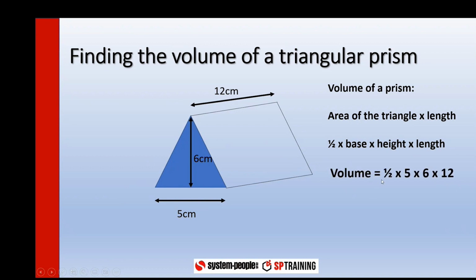So we put all that in. The volume is half times 5 times 6 times 12. And if we put that on our calculator or we work it out, we'll find that comes to 180 centimeters cubed. Remember, it's a volume, so your answers are going to be in whatever the unit is cubed, because you have got 3 dimensions. So that's how you find the volume of a triangular prism. You work out the area of the triangle and multiply it by the length.